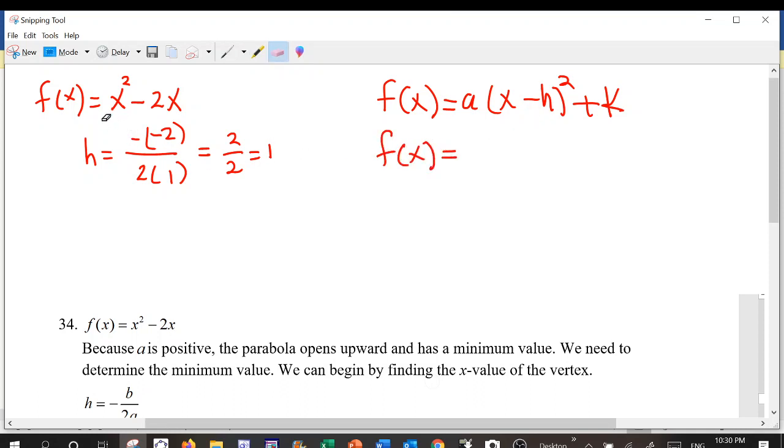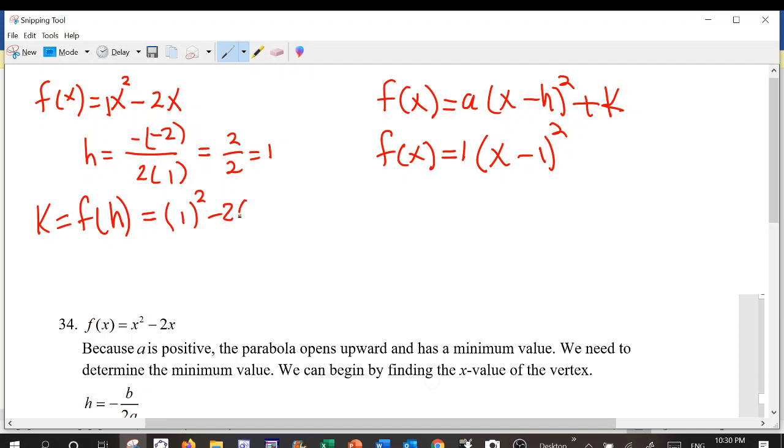and a is 1, right? So basically 1 and (x minus 1) squared. Now what is k? k is f of h, right? Which is 1 squared minus 2 times 1, which is 1 minus 2, which is negative 1. So that's negative 1. So the axis of symmetry here would be x equals 1. That's the axis of symmetry.